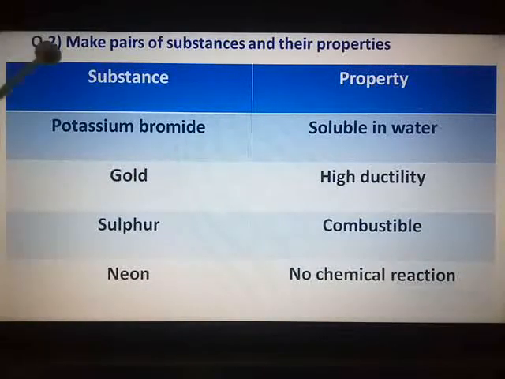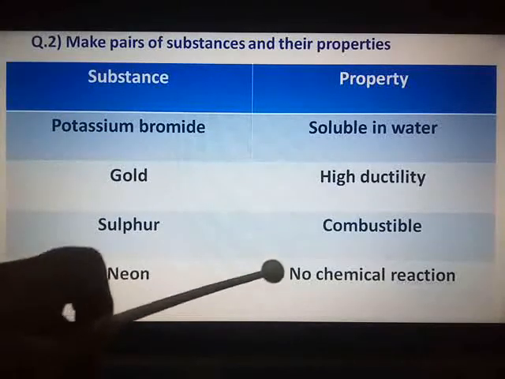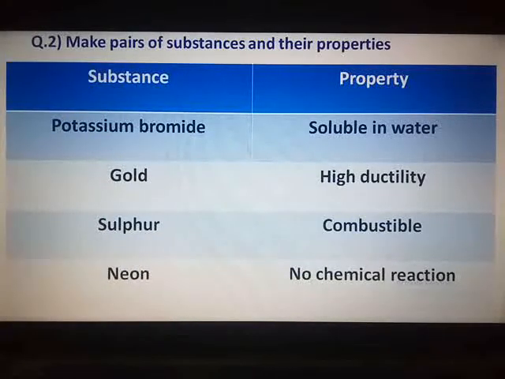Question number 2. Make pairs of substances and their properties. The first substance is potassium bromide. Its property is it is soluble in water. Gold, high ductility. Sulfur, combustible. And neon, no chemical reaction because it is a noble gas. So in the textbook you can mark for A the answer is second, that is soluble in water. Gold, B answer is 4. For C sulfur answer is 1 and D neon answer is 3.